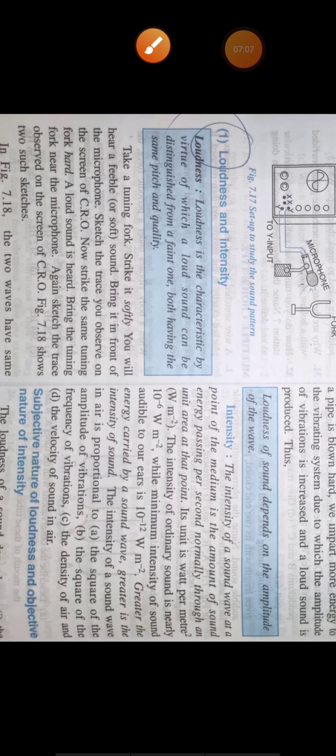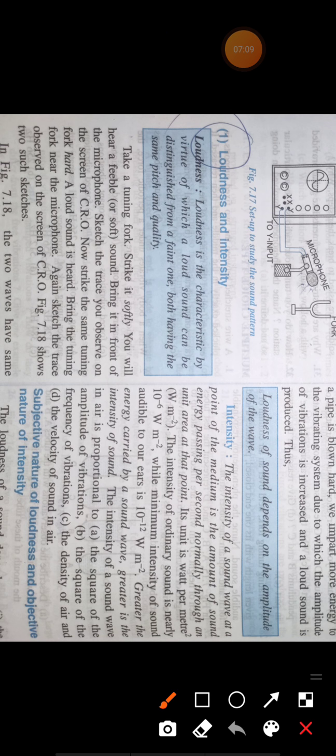That's why we defined another quantity that is called intensity. Now intensity is totally objective in nature. It is actually a measurable quantity. Loudness is not a measurable quantity; you cannot measure the loudness, but intensity is a measurable quantity. So what is intensity? Its definition is: the intensity of a sound wave at a point of a medium is the amount of sound energy passing per second normally through a unit area at that point.